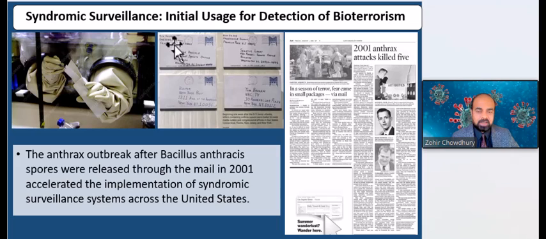And you can see in here some of the pictures of the specific mail that were received by some of the senators in the U.S. during that time frame, and inside the mail, spores of anthrax were present, and that led to a rise of syndromic surveillance with a focus on bioterrorism.